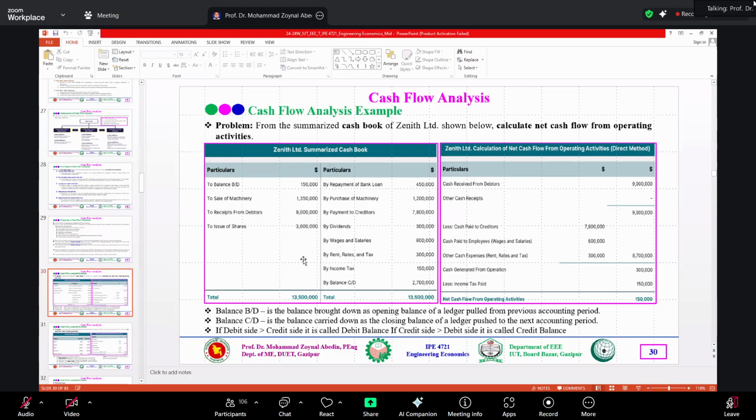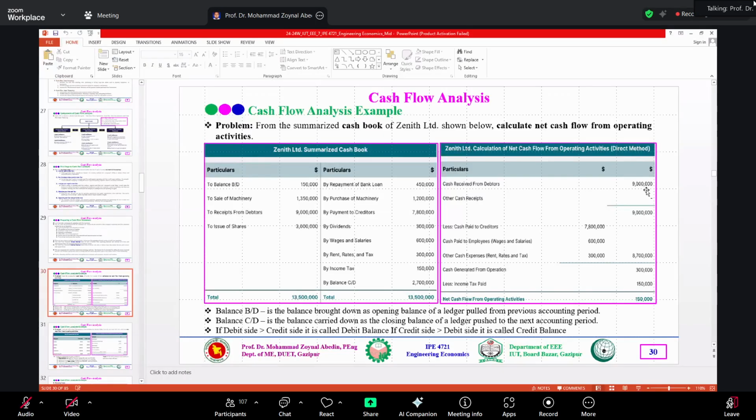This is the problem table. I will give you the problem table in the classes. Then you have to understand which parameter is for the net cash flow from operating, which parameter from investment, which parameter from the financial activities. So this is for the Zenith Limited calculation of net cash flow from operating activities, direct method.